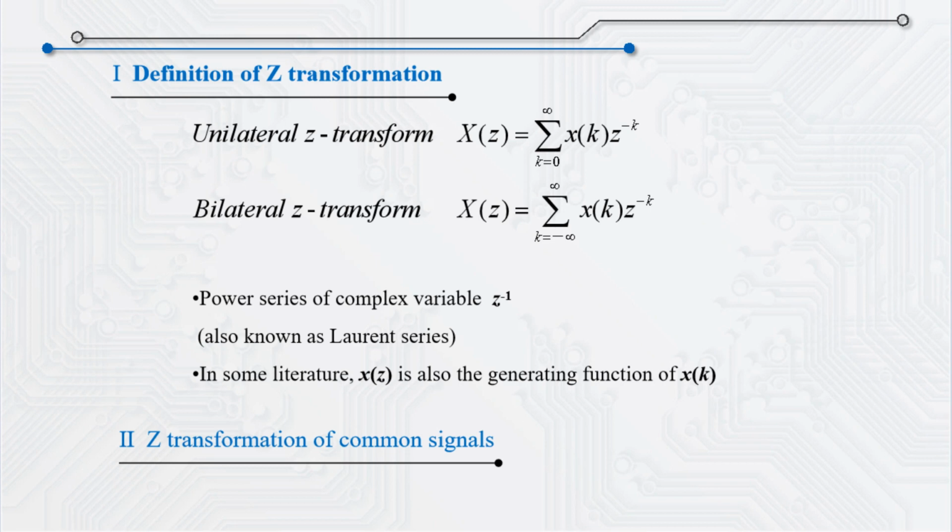Everyone can see the biggest difference between these two transformations is that the value range of k is different. When k goes from 0 to positive infinity, we call it unilateral Z-transform. When k sums from negative infinity to positive infinity, we call it the bilateral Z-transform.